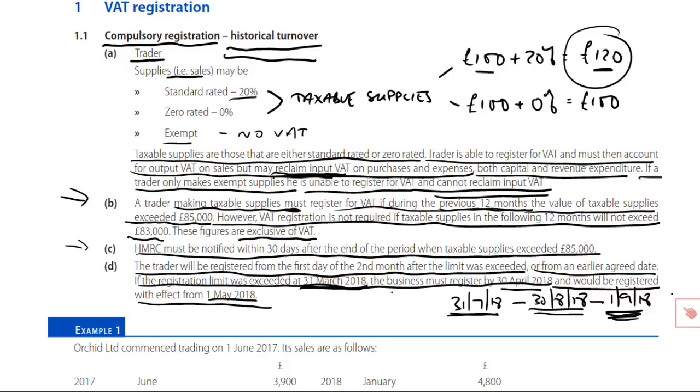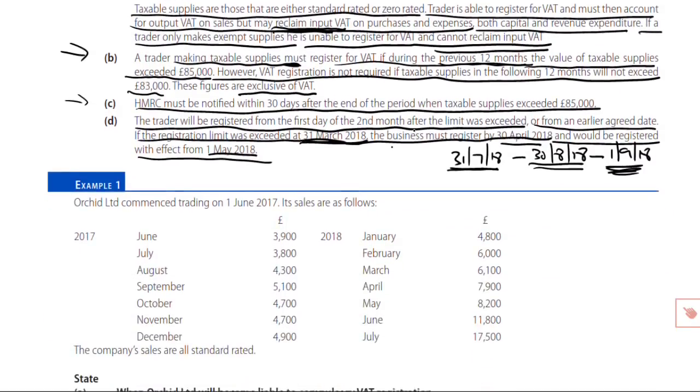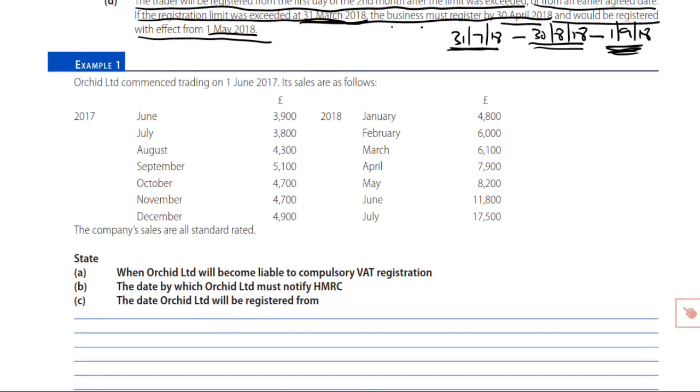Okay, so the idea now, therefore, is all about at what point over a cumulative period of 12 months do we reach that level of taxable supplies of £85,000? Where do we exceed that level? Now, there's a little example here for you to have a go at between now and when, well, we get back together again in our next lecture together. Here we're told we're dealing with a trader which is a company, Orchid Limited, and it commenced trading on the 1st of June 17, and its sales are as follows.